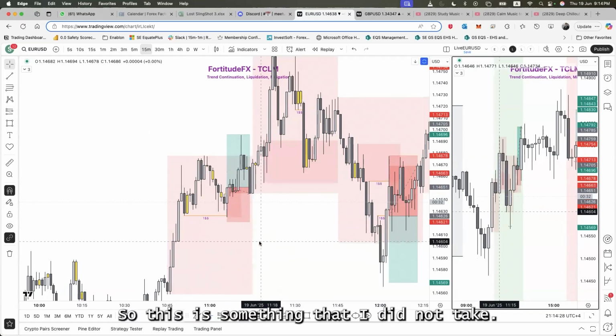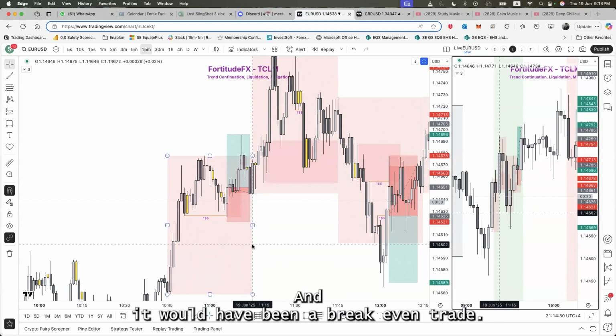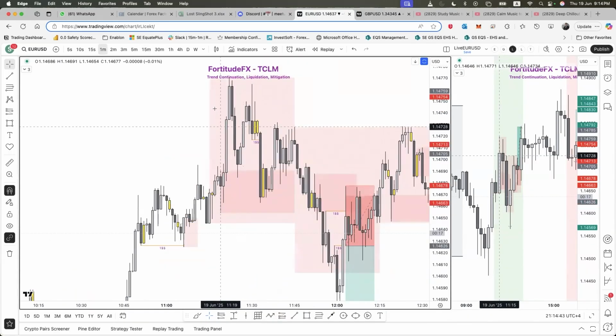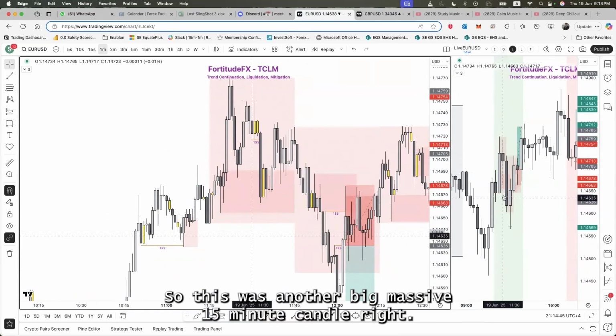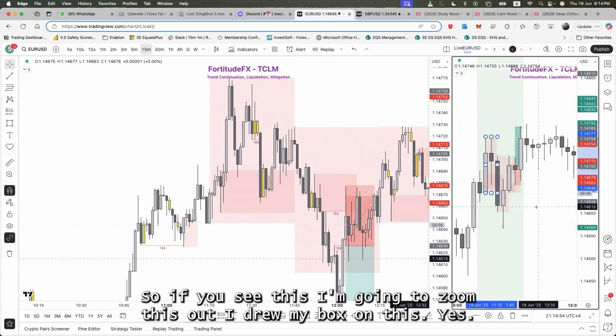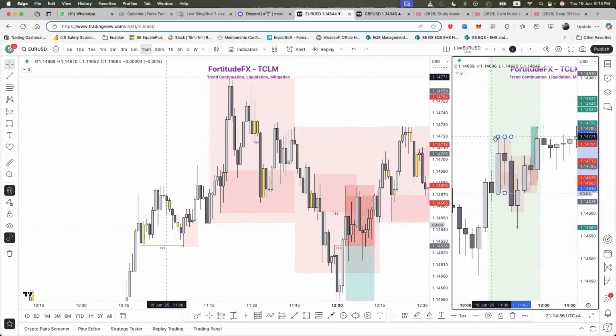So this is something that I did not take, and it would have been a break-even trade. The only reason why, because it's not from any particular zone, so to speak. Let's look at this trade, right? So this was another big, massive 15-minute candle, right? Big, massive one. Now, for sure, I drew my voxel on this. So if you see this, I'm going to zoom this out. I drew my voxel on this, yes.